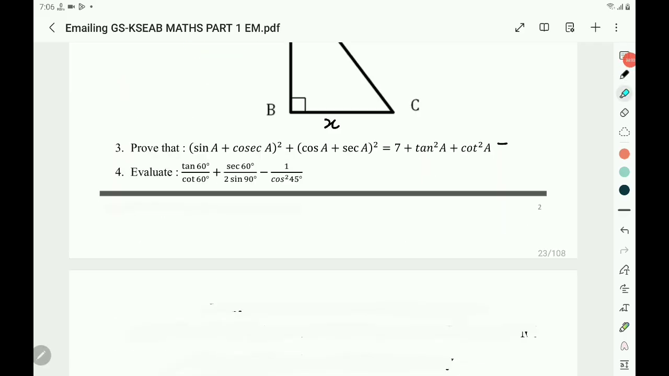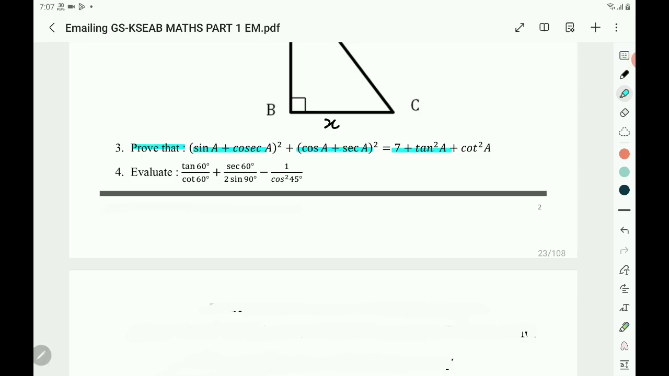Now let us take the third question. Prove that (sin A + cosec A) whole square + (cos A + secant A) whole square equals 7 + tan square A + cot square A. This is a textbook question.